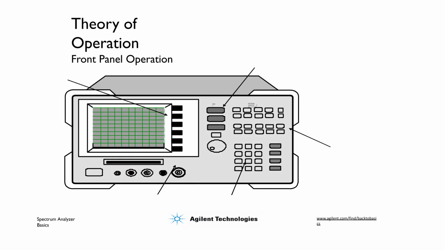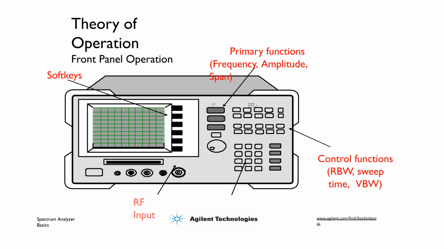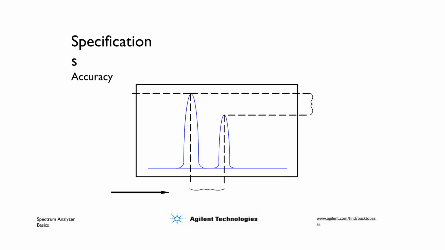The front panel of the spectrum analyzer includes soft keys for primary functions like frequency, amplitude, and span. Control functions for resolution bandwidth, RBW, sweep time, and video bandwidth, VBW, are also present, along with the RF input and a numeric keypad.